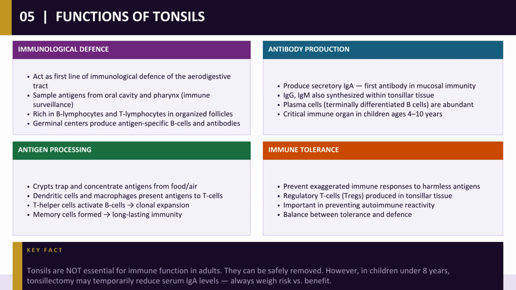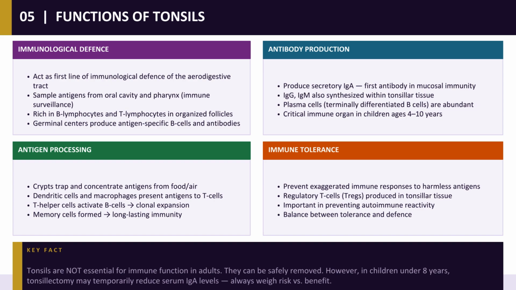Germinal center produce antigen specific B cells and antibodies. Produce secretory IgA. Remember IgA. First antibody in mucosal immunity. IgG and IgM also synthesized within tonsillar tissue. Plasma cells, terminally differentiated B cells, are abundant. Critical immune organ in children ages 4 to 10 years.